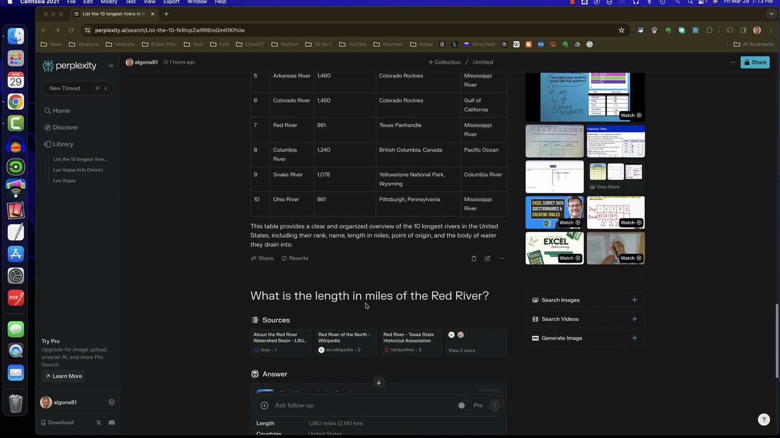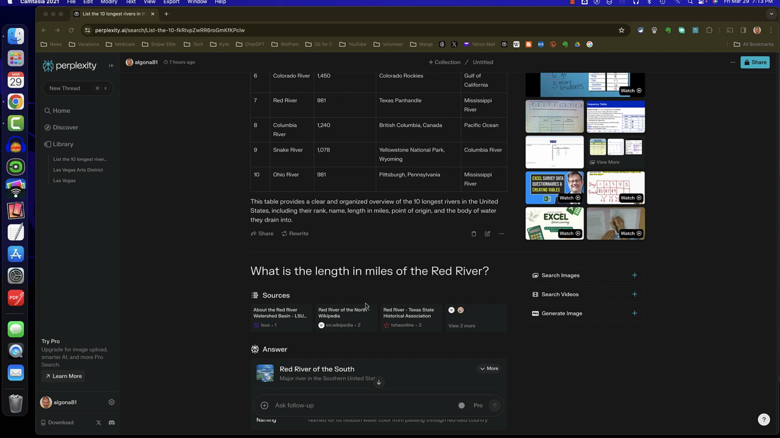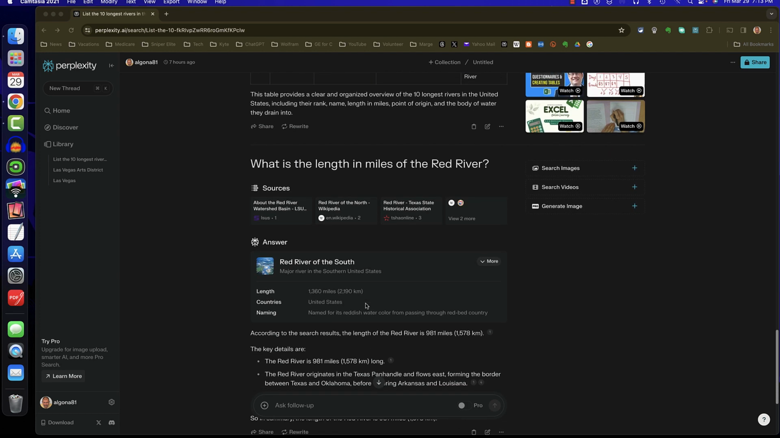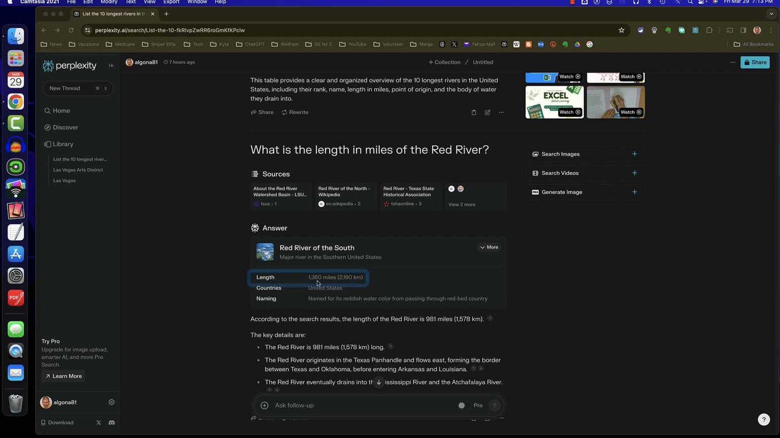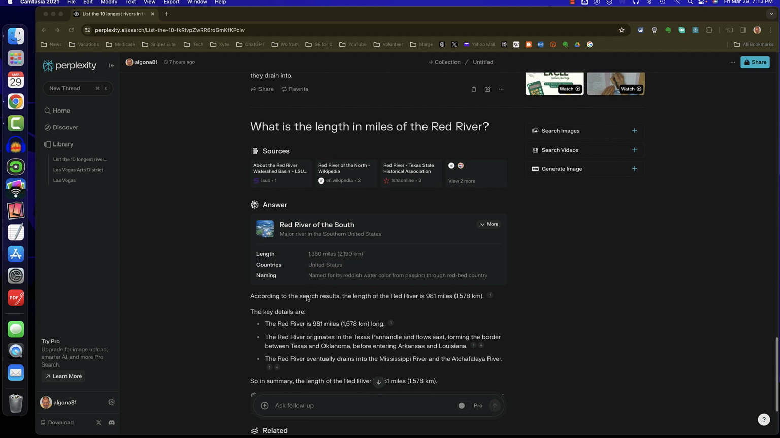So then I asked a question, what is the length in miles of the Red River? And it gave me an answer of 1,360 miles, which would make it the 7th longest river in the United States, if that is the correct length. But then below that it says, according to the search results, the length of the Red River is 981 miles. So it kept going back to that 981 mile length.